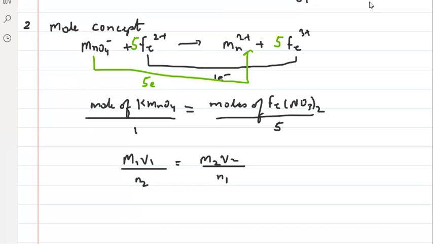Okay, now everyone got the concept? Guys, tell me, raise your hand. Everyone got the concept? Basics of titration?